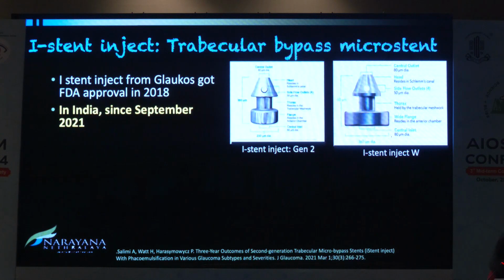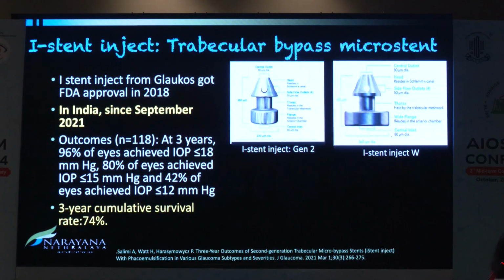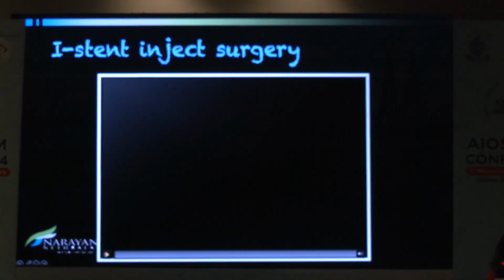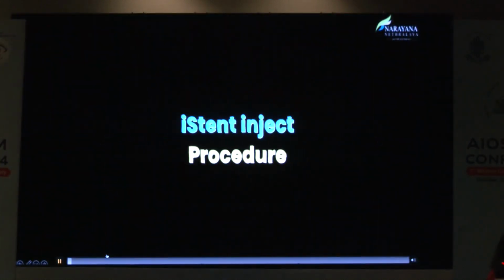Talking about iStent inject, well, this is the smallest implant that we have that can be put in the human body, and it's a titanium implant. The outcomes have been reported to be more than 80% with good cumulative survival of say 74%. Now these implants can be done along with cataract surgery in mild to moderate glaucoma. I'll just take you through the technique.